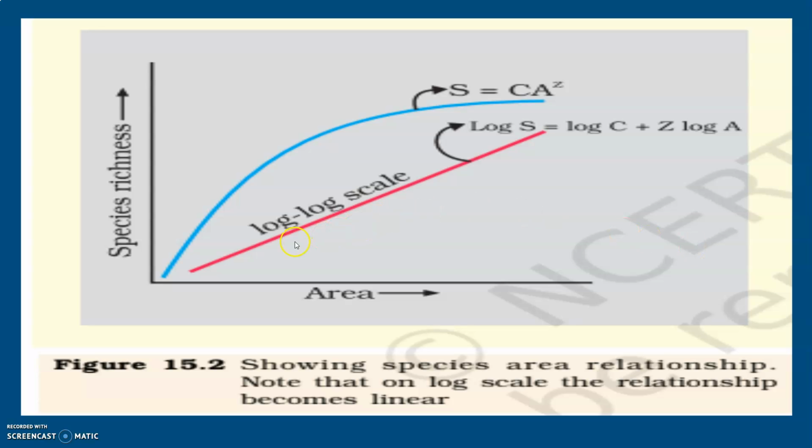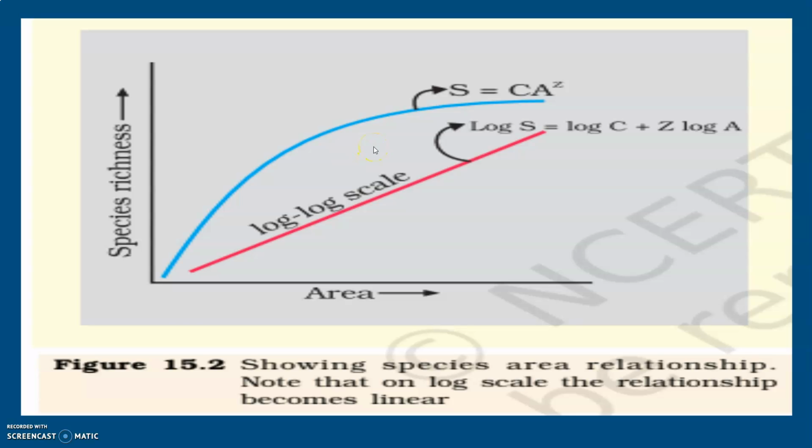as we see in this graph. You can see here in this graph showing the species area relationships. Note that on the log scale the relationship becomes linear. So here we find that the relation between species richness and area for a wide variety of taxa like angiosperms, plants, birds, bats, freshwater fishes turns out to be a rectangular hyperbola.